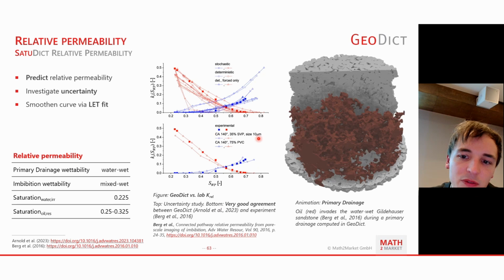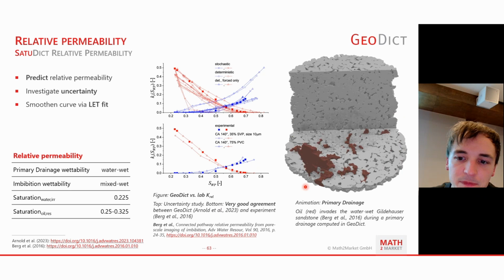And we found out that for that type of rock, so for conventional rocks, a solid volume percentage of 35% for the stochastic approach matches quite well with the experiment. And for the deterministic approach, 75% of the largest pores that are considered to change their wettability also give you a very good match compared to experiments.